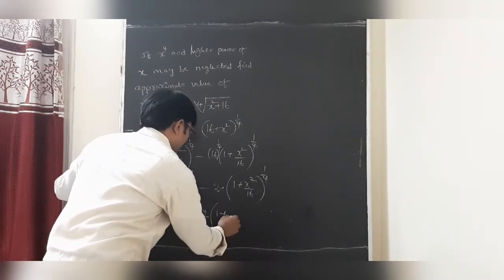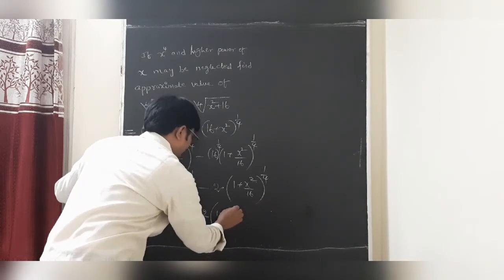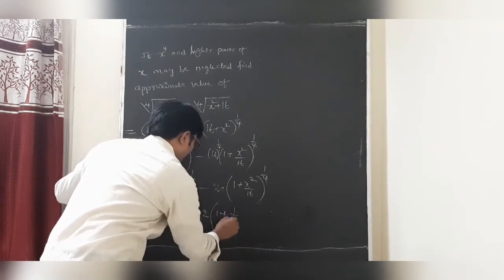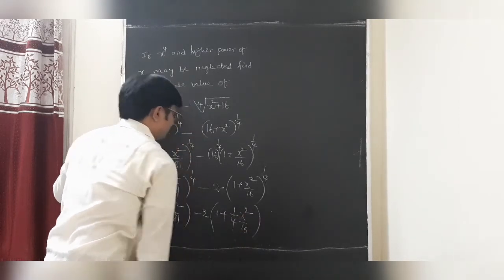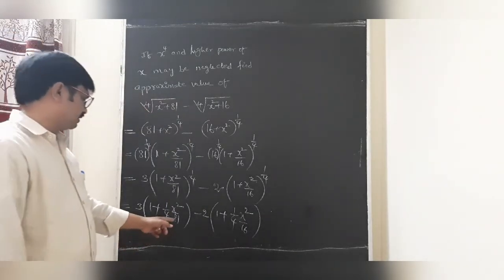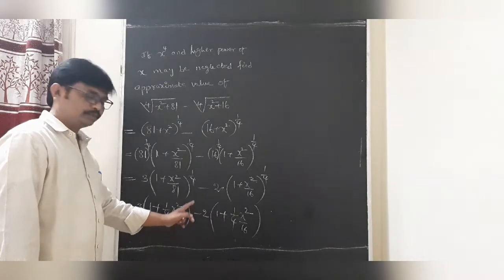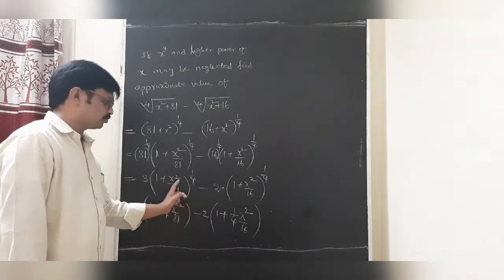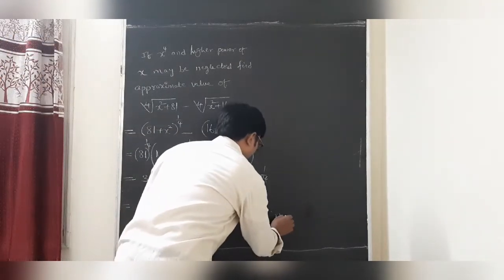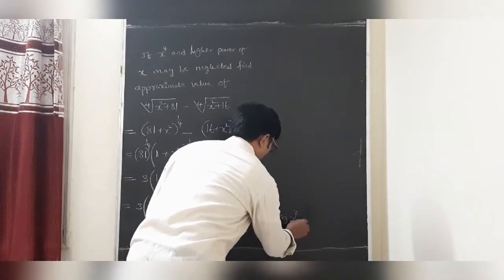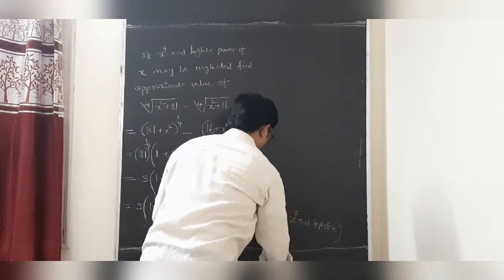After that, (1 + x²/16): how can you write this, student? This is 1 + (1/4)(x²/16). My dear students, we can write the term as 1 + nx, after that n(n - 1)/(1·2)(x²/81)², that is x power 4, and this is also x power 4. We can write this neglecting x power 4 and higher powers of x.